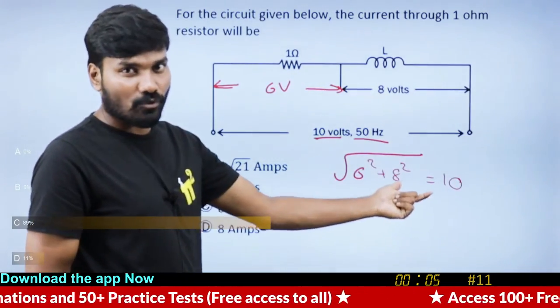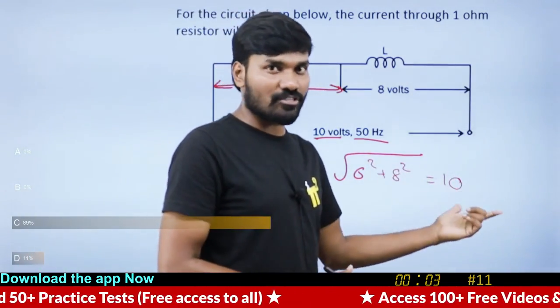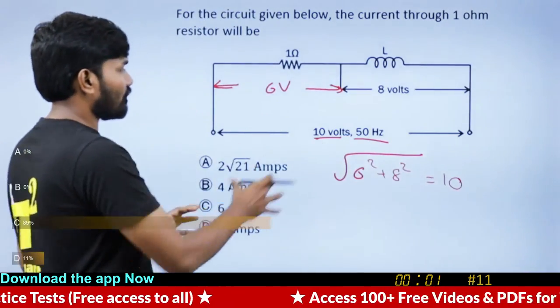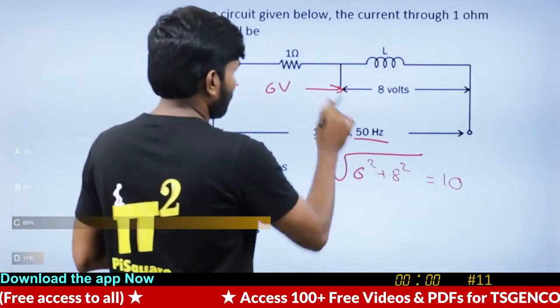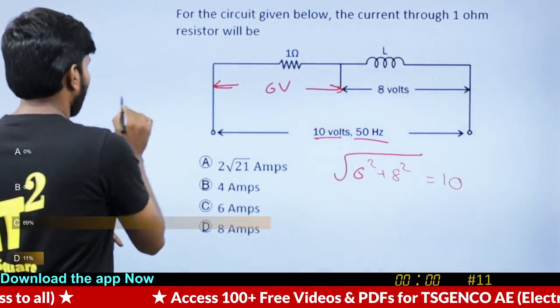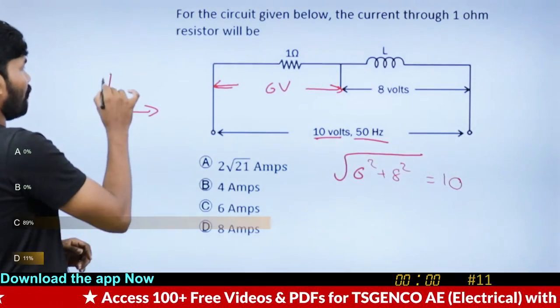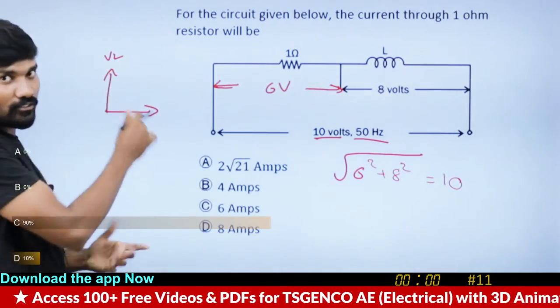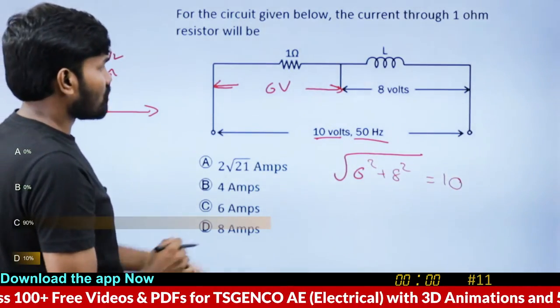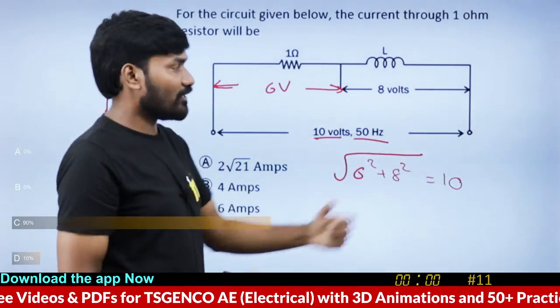36 plus 64 is 100, and the square root of 100 is 10. So straight away, when you look at this, this is 10, this is 8, because Pythagoras is still valid here. VR is one way, VL is this way. So Pythagoras, right angle triangle, this will be 6.